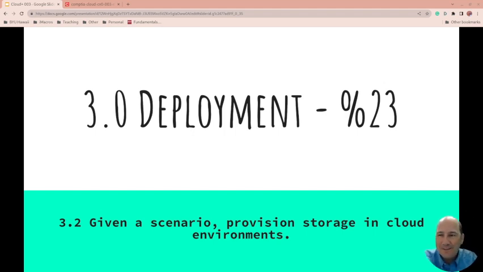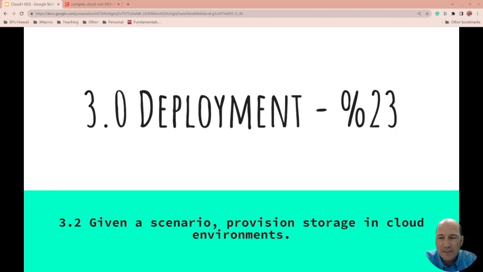Okay, here we go with another one. So once again, we're in 3.0, deployment of Cloud+, CompTIA's latest 003 exam. And this three section is 23% of the test. We're on 3.2, given a scenario, provision storage in cloud environments.